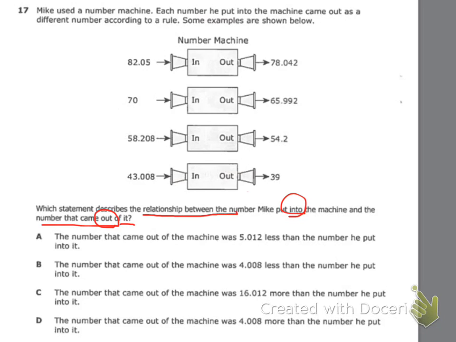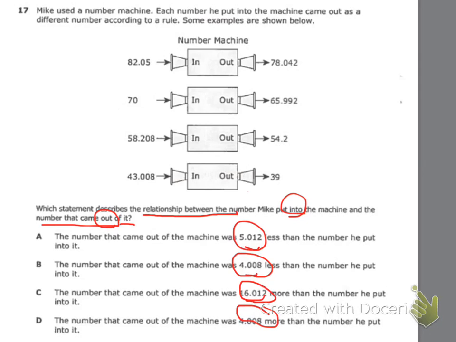If you look at A, it says the number that came out of the machine was 5.102 less than the number that he put in. B says the number that came out of the machine was 4.008 less. C says the number that came out of the machine was 16.012 more. And D says the number that came out of the machine was 4.008 more. So it's going to be one of these, and all these say more or less, which means adding or subtracting.